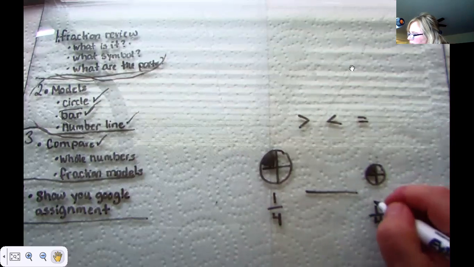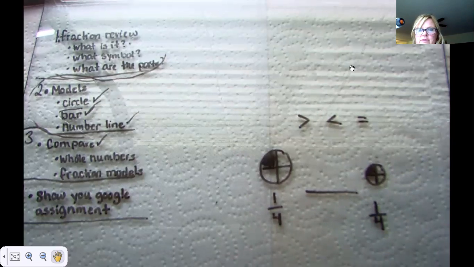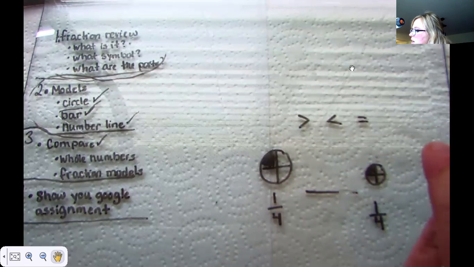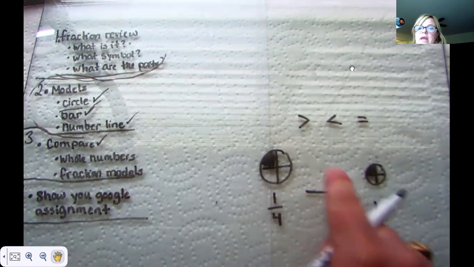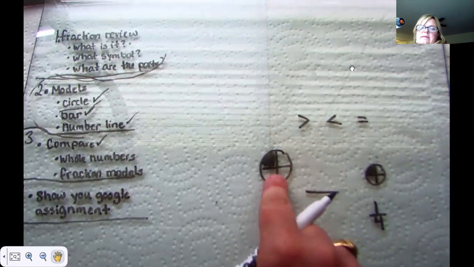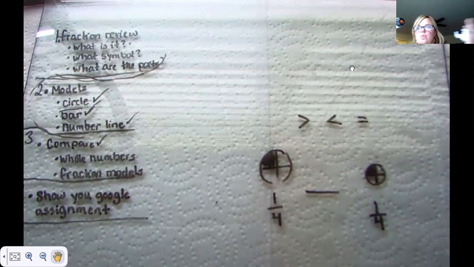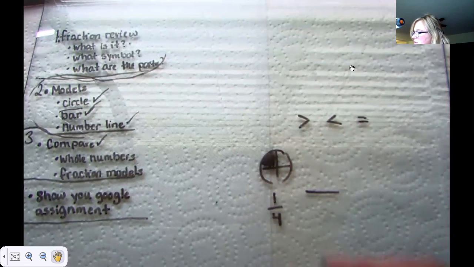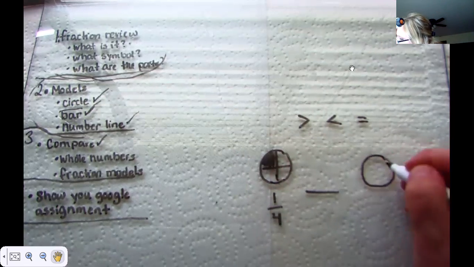Now, is there a problem with this? Yes, there is. There's a huge problem. You should have seen it right when I drew it, and I hope you know that. I can't compare this to that because why? My wholes are different sizes. Can't do that. So wrong. And I think some of y'all probably caught me on that. But let's say these are perfectly equal.